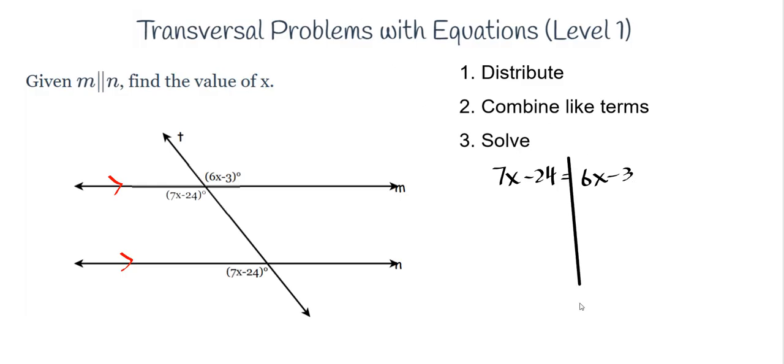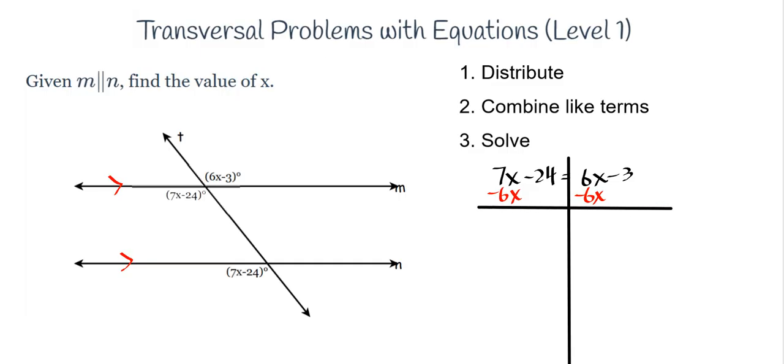Let's draw our vertical line through the equal sign. And now we have a 3-step equation where we have a variable of 7x on one side, 6x on the other, negative 24 on the left, and negative 3 on the right. I usually like moving the smaller coefficients. Since 6 is smaller, I'm going to subtract 6x on each side. Again, you don't have to do it this way. This is just one of many ways.